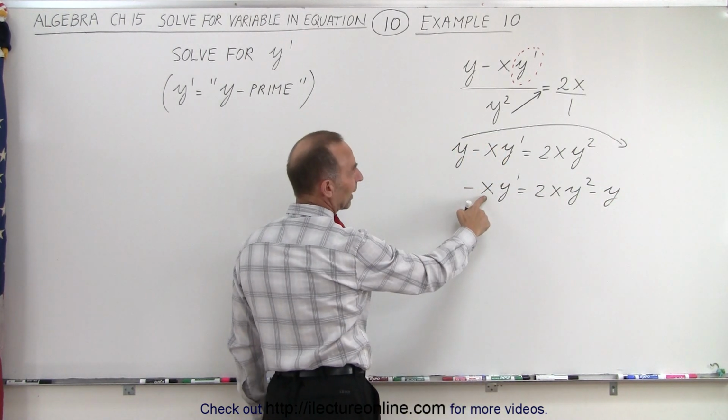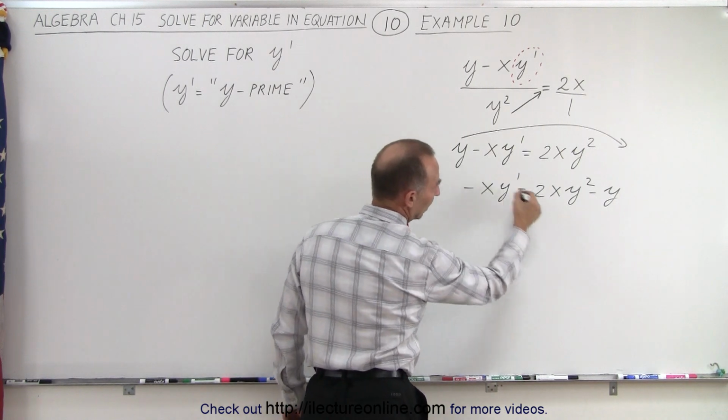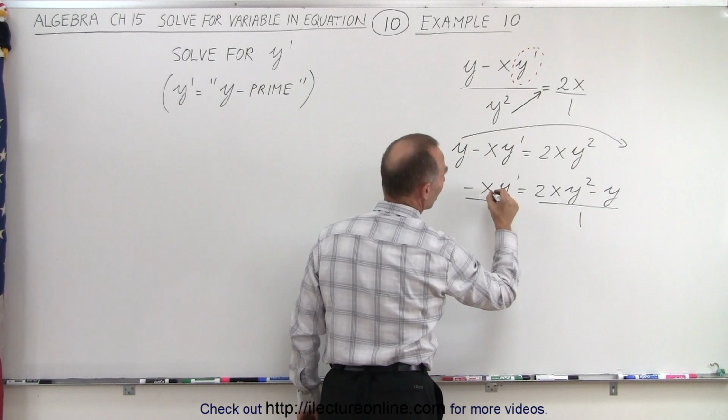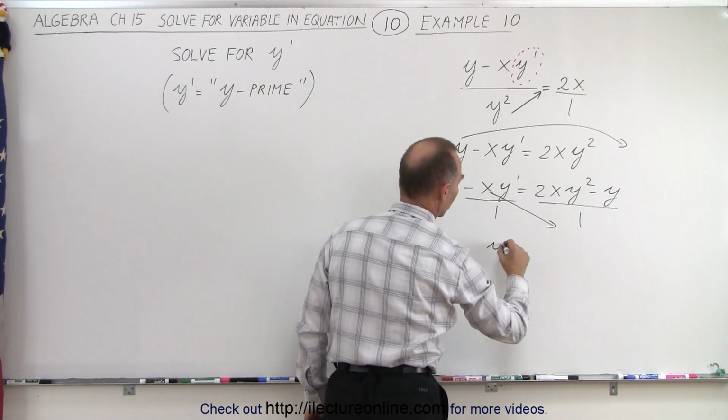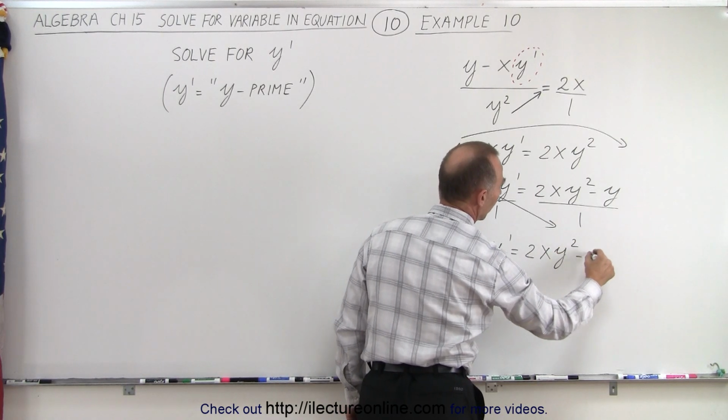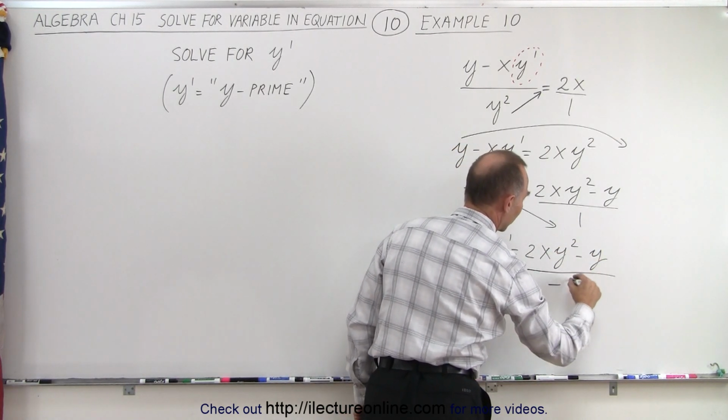And then I want to get rid of the minus x. So I can move that across the diagonal to over here. Again, I can think of this as being over 1. So when I move the minus x over to this side, I get y prime is equal to 2xy squared minus y divided by minus x.